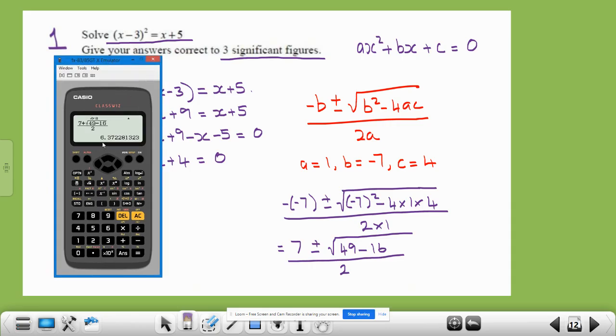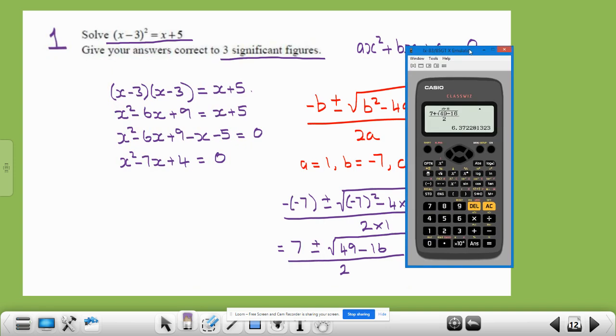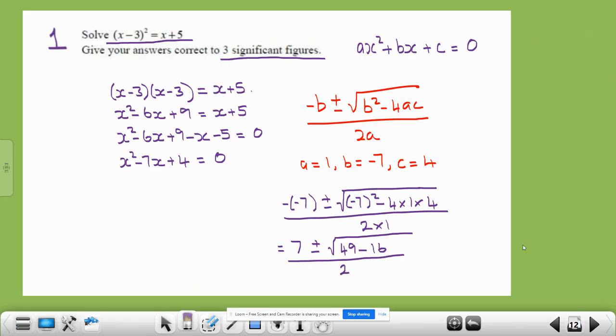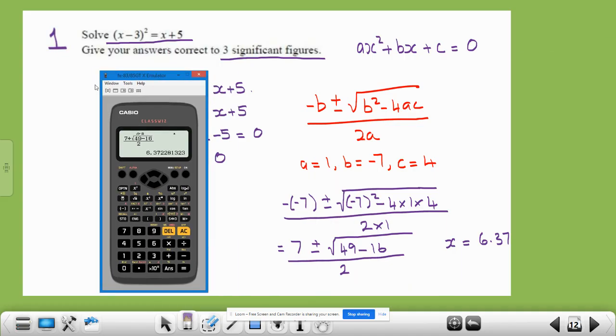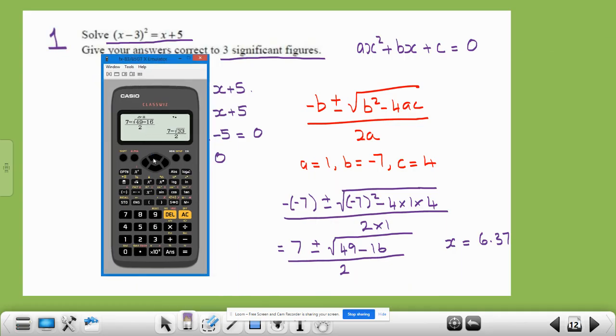Three significant figures would give us 6.37. We don't need to round up because we've got a 2 after that. I'm just going to move this out of the way and let's write that down. So we get x equals 6.37.